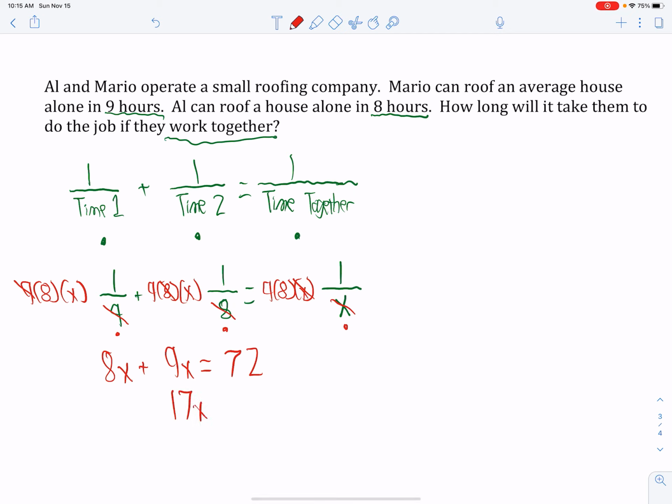So we have 17x equals 72. Divide both sides by 17, and we have x equals 72 over 17. And we're finding a time here. x is representing time, and our units for time on this problem would be hours.